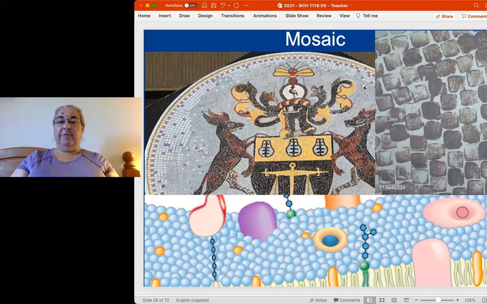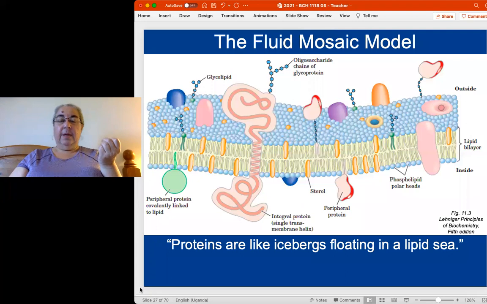So if most of this picture is grey tile, some of it is black tile or yellow tile. Do you see what I mean? And this technique, this way of making a picture, is a mosaic. So that is why this is called the fluid mosaic model. Just to remind us, proteins are like icebergs floating in a lipid sea.